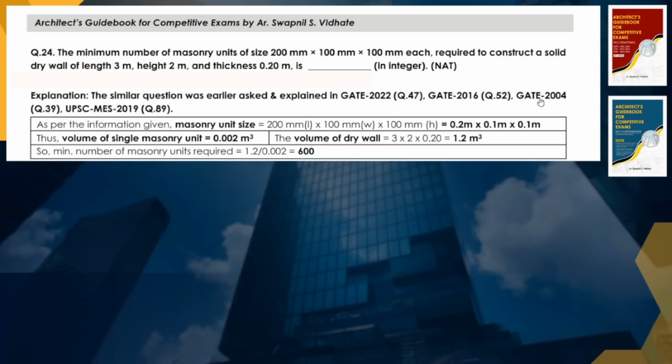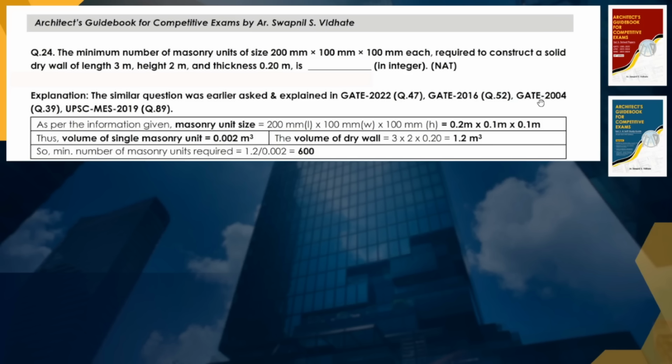Then we will find the volume of the dry wall. It will be 3 into 2 into 0.20. You can use the calculator in your exam. So the multiplication will be 1.2 meter cube. What we need to do is simply divide 1.2 by the volume of a single masonry unit. That means 1.2 divided by 0.002, you will get the answer as 600. So 600 masonry units will be required to construct the dry wall of the dimensions provided in the question.